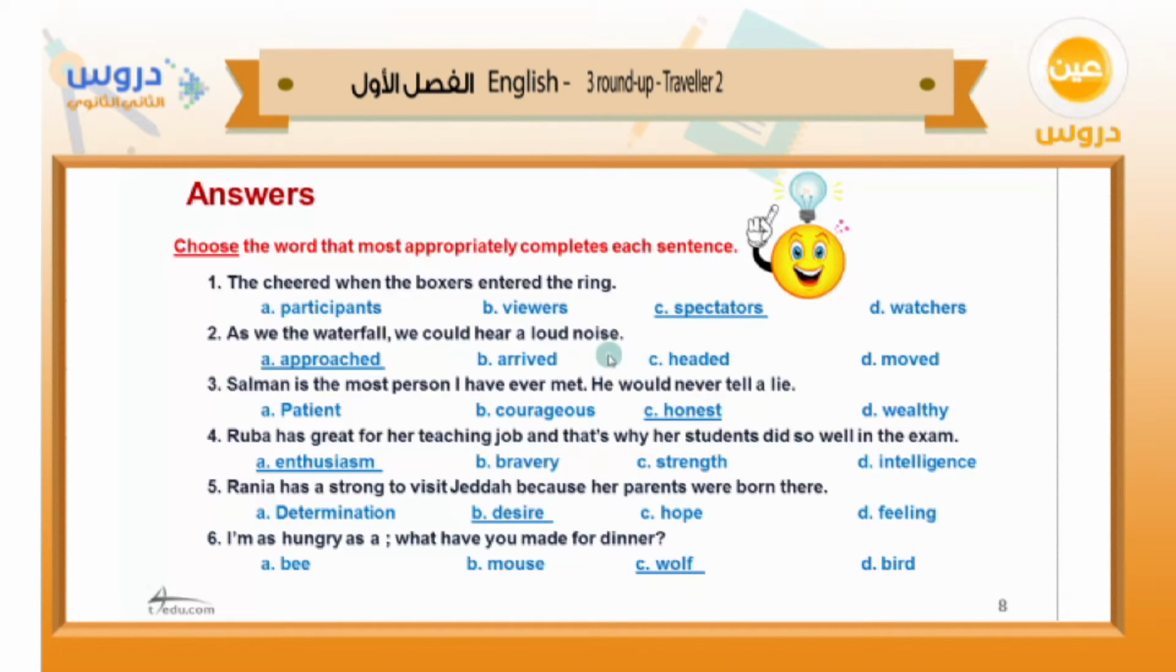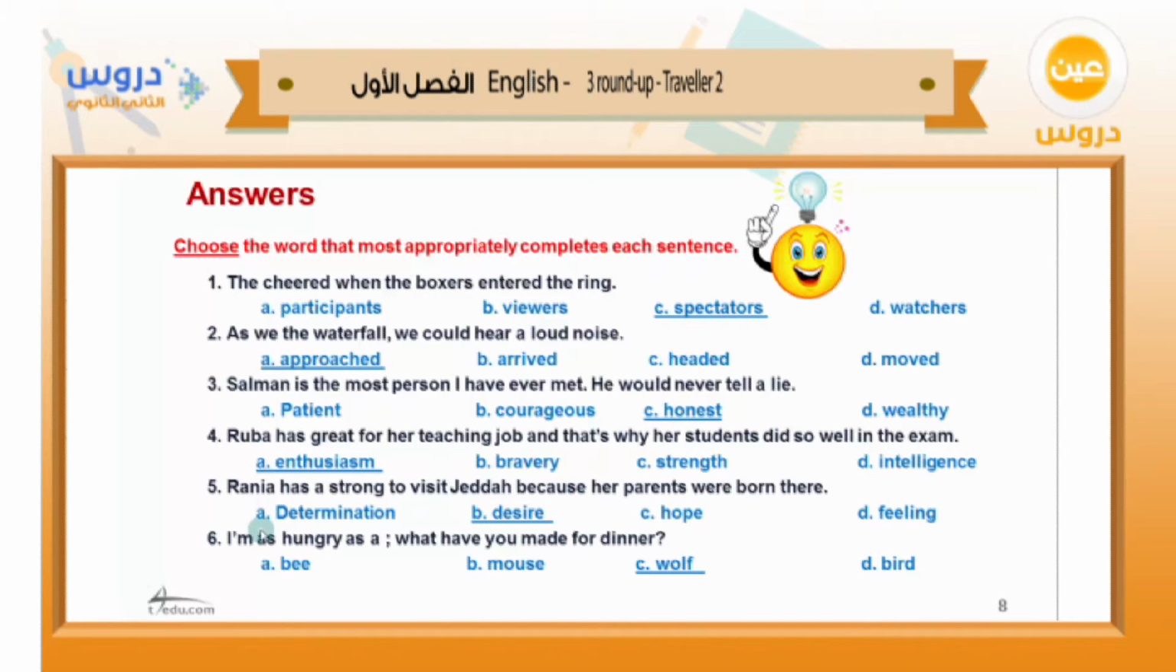As we just said, spectators cheered. So C for number 1: the spectators cheered when the boxers entered the ring. Number 2, as we approached, as we got close to the waterfall, we could hear a loud noise. So A for 2. Number 3, Salman is the most honest person I have ever met. He would never tell a lie. So C for 3. Number 4, Ruba has great enthusiasm, a noun, for her teaching job, and that's why her students did so well in the exam. So A for 4. And for 5, Rania has a strong desire to visit Jeddah because her parents were born there. So B for 5.